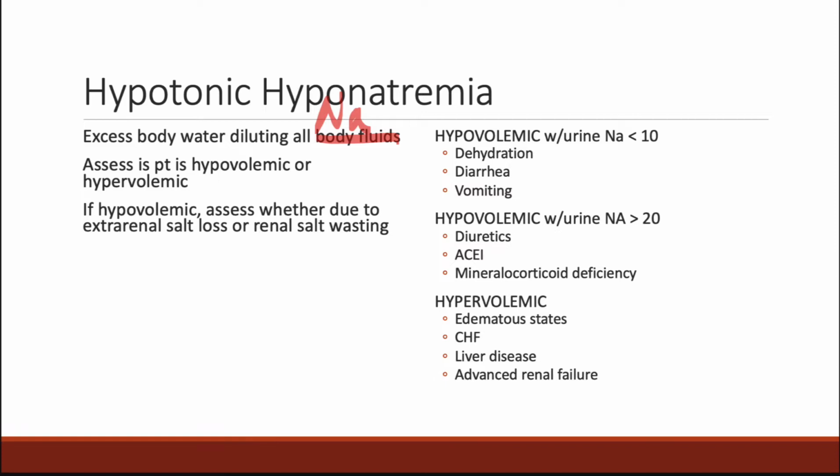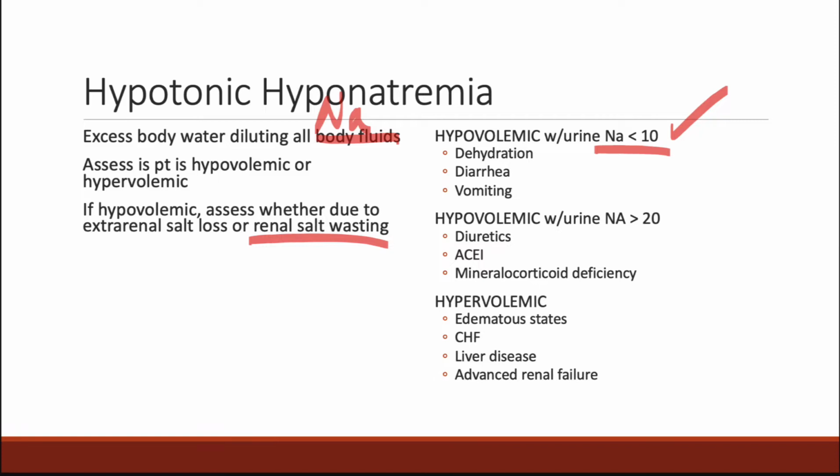If the patient is hypovolemic, then we have to assess whether it's due to extrarenal salt loss or because of renal salt wasting. Is the patient peeing out too much salt? So here are our choices. We have hypovolemic, and the urine sodium is less than 10. This happens in dehydration, diarrhea, vomiting. You see why we need that urine sodium now? Because this helps define whether it's hypovolemic, it helps define the two kinds of hypovolemic hyponatremia.